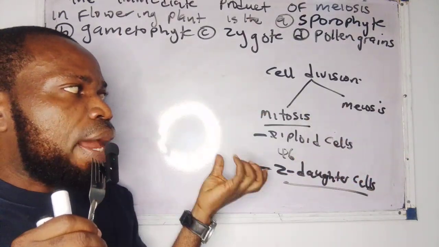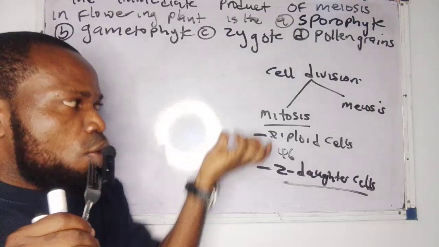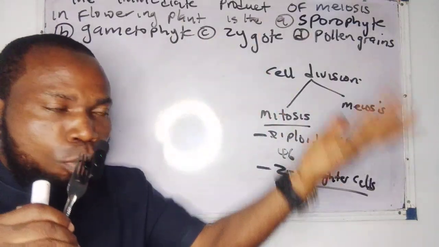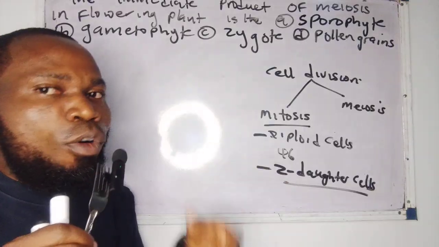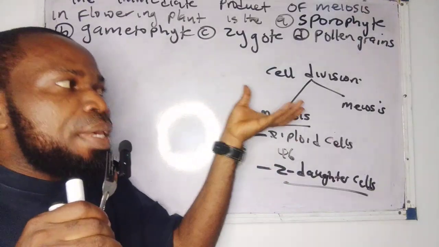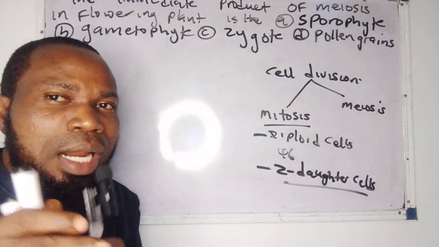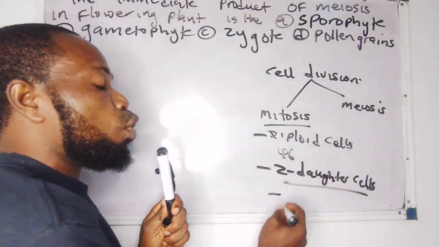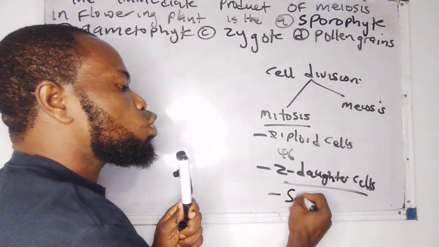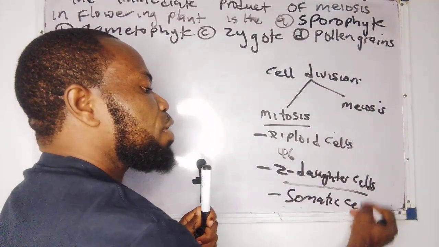Now we have thrown a small light, we have brought a small point on mitosis. What type of cell does it produce? Diploid cells. We have said what diploid cells are, and we have said the number of cells that are formed from mitosis. But one last thing I want to talk about mitosis is that it occurs in somatic cells. This one is very, very important.